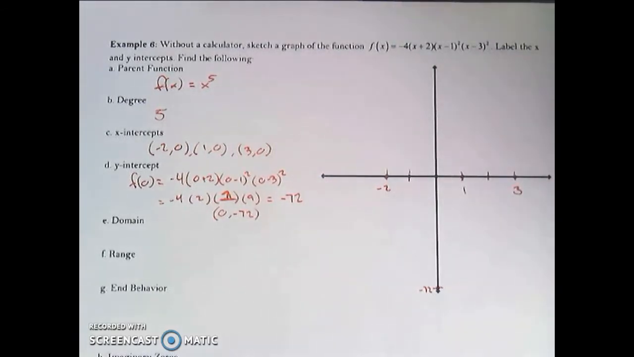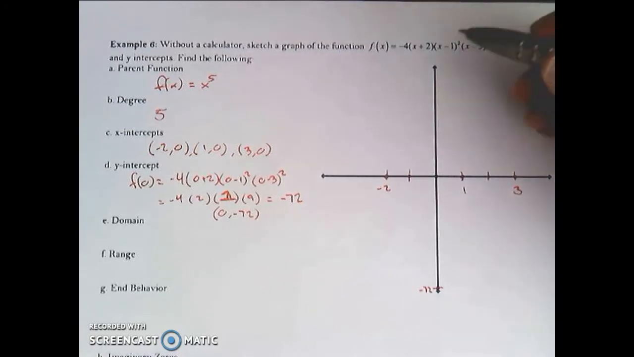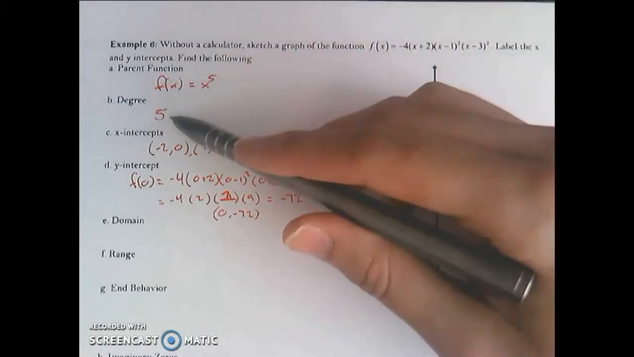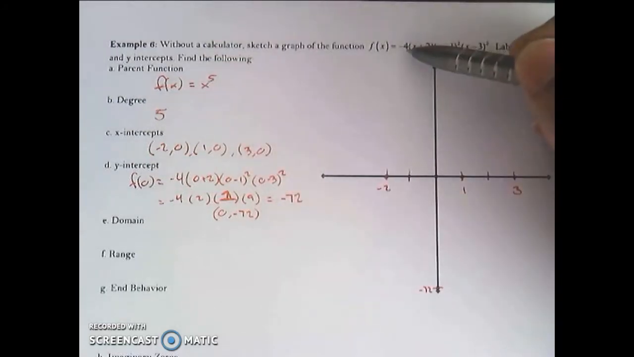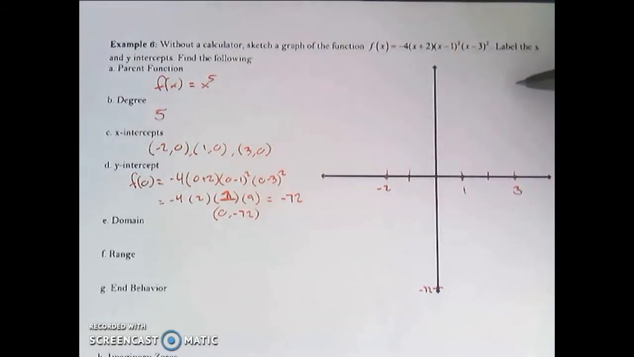Okay, let's sketch the graph. So we've got a quintic, so the end behavior is going to be in opposite directions. And our leading coefficient, that number out in front, is negative. So instead of starting low and ending high, we're going to start high and end low. So we'll start up here.